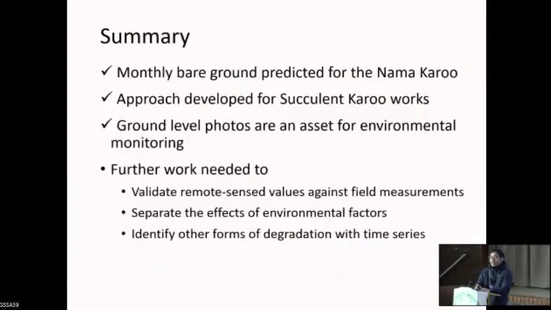In summary, the monthly bare ground I predicted for Namakuru, using the approach developed for Succulent Karoo, is likely to work in Namakuru as well. Ground-level photos are very important for environmental monitoring. Further work is needed to validate the remote sensing layers and also to separate naturally bare areas. Then I can probably use time series to identify some of the degraded rangeland as well.